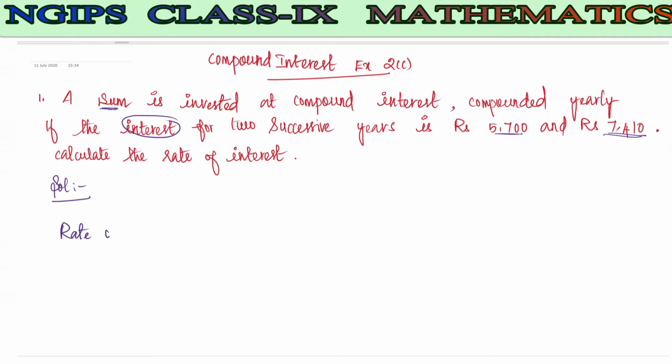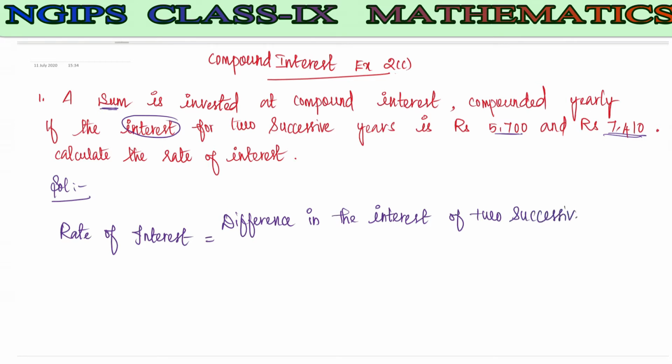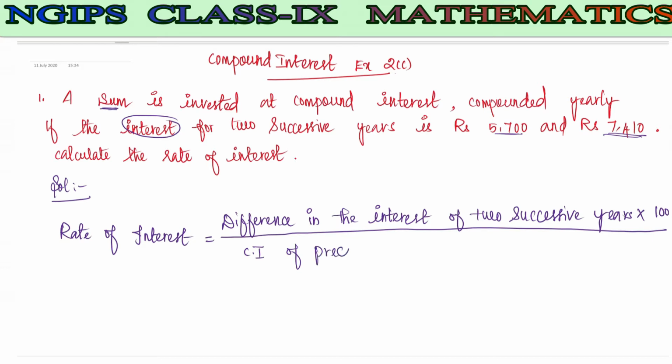Rate of interest is equal to the difference in the interest of 2 successive years, into 100, divided by compound interest of preceding year into time. Okay, this is the formula.